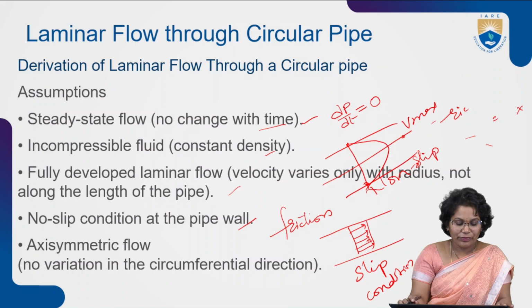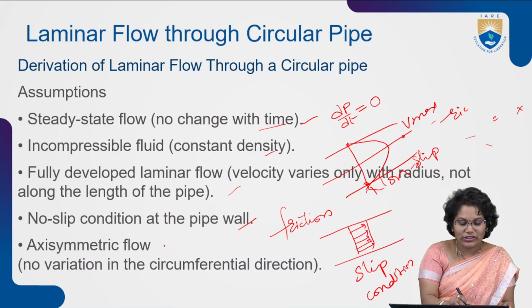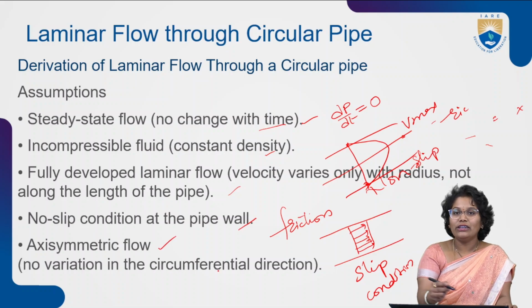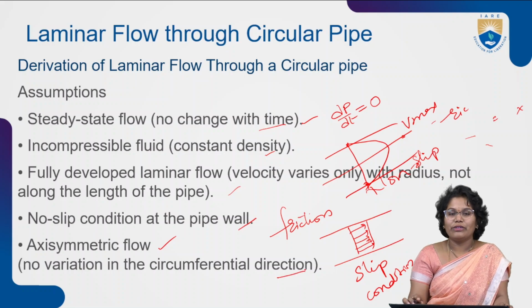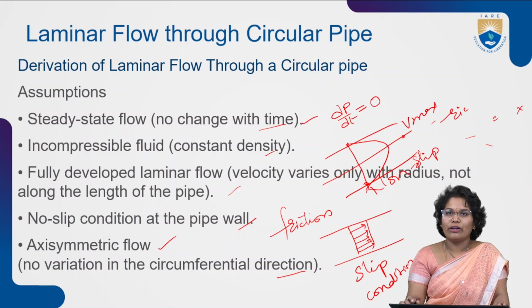And the third one is axisymmetric flow. There is no variation in the circumferential direction. These are all the assumptions of laminar flow through circular pipes.